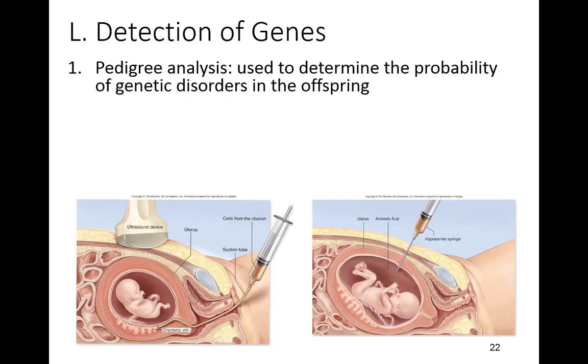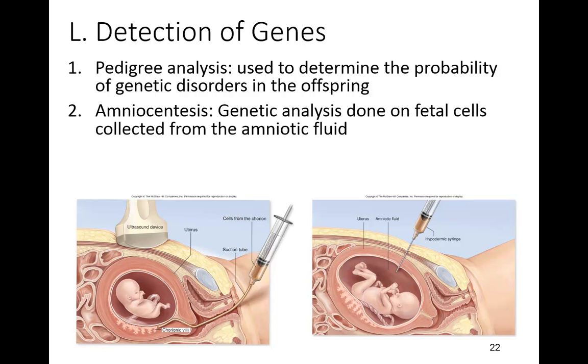So you can also detect genes while a fetus is still growing within the mother's uterus. But there are a couple other techniques you can use as well. One is a pedigree analysis, so you can look at the rate of infection among your parents, cousins, uncles, grandparents, and so on and so forth, back and forth, to see if you have a propensity for a certain disease.